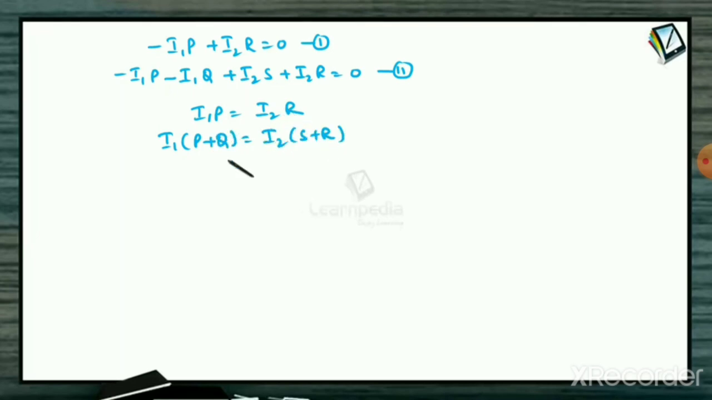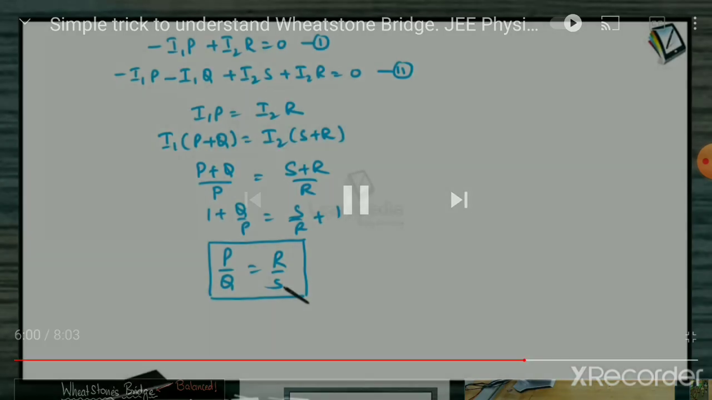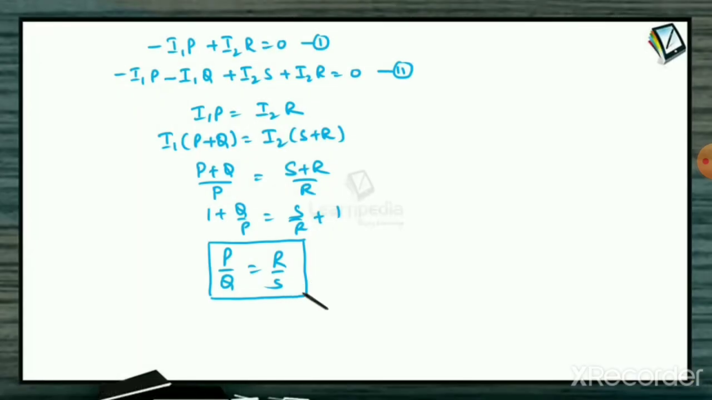Now dividing this equation by this equation, we get P by P plus Q is equal to R by S plus R, or 1 plus Q by P is equal to S by R plus 1, or finally P by Q is equal to R by S. If the ratio of resistances P and Q is equal to the ratio of resistances R and S, then the bridge is said to be balanced. This is the condition of balance.